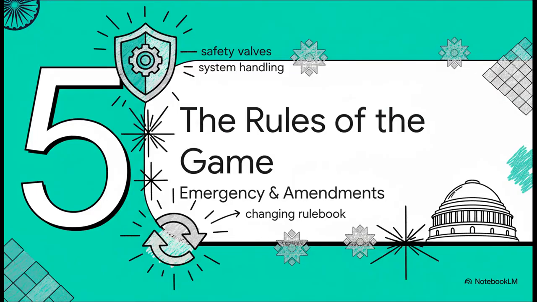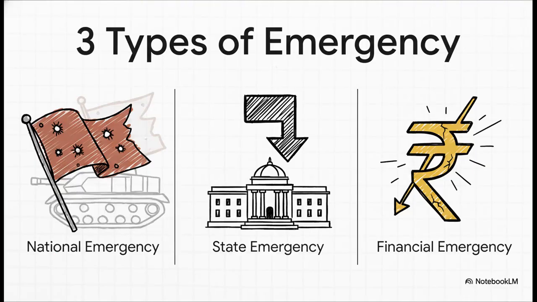All right, for our final section, let's look at the Constitution's own safety features and upgrade paths. What happens when there's a massive crisis, and how can the rulebook itself be changed to keep up with the times? The Constitution prepares for 3 different kinds of emergencies. First, you have Article 352, a national emergency, for something huge like a war.